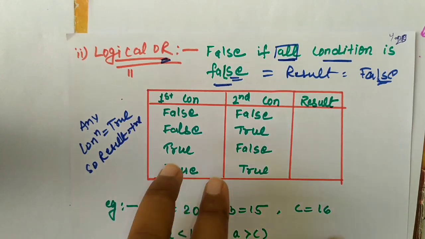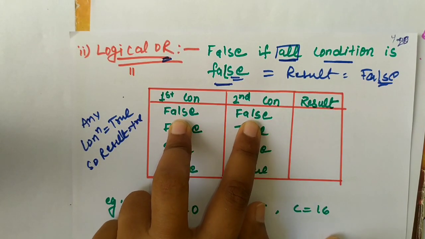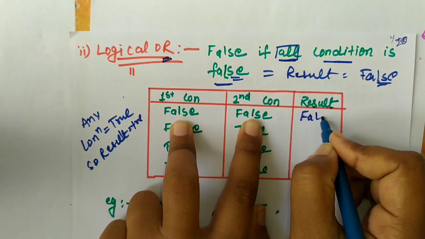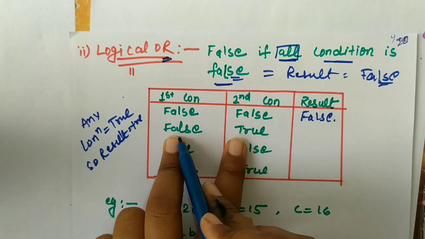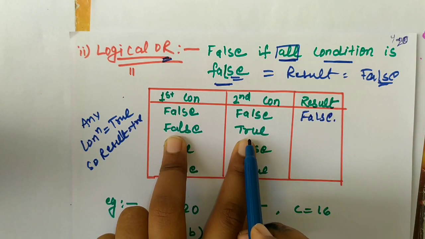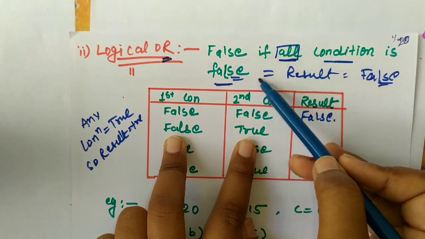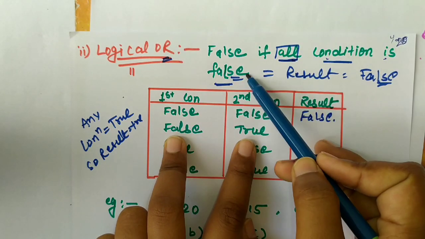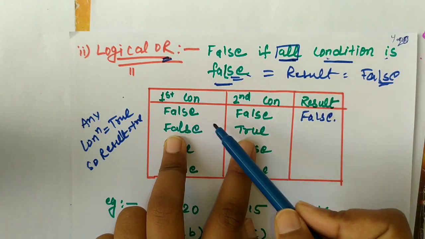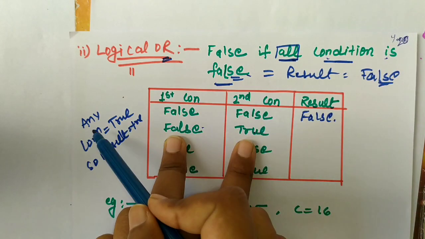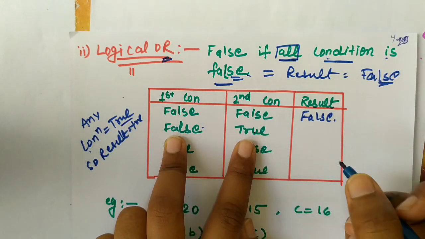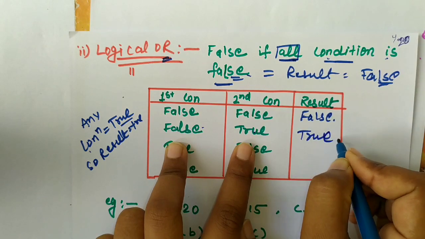So let's check. First one is false, second one is false. The result is false. Next, first one is false, second one is true. So what is the statement? The statement is that if all conditions are false, the result is false, but here one is true, so not all are false. If any one is true, the result is true. So the result is true.